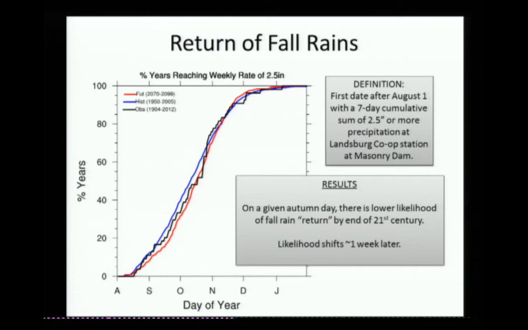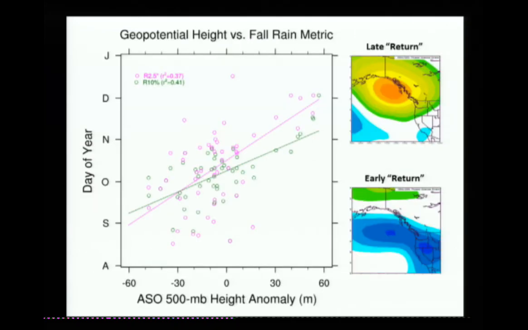So that's what we found there. And we briefly looked into the synoptic situation here, looking at the geopotential height anomalies versus the day that the fall rain returned according to the metric. And there is a positive association here, with later fall rain return corresponding to higher geopotential height anomalies and earlier returns with a lower geopotential height anomaly, which is to be expected.